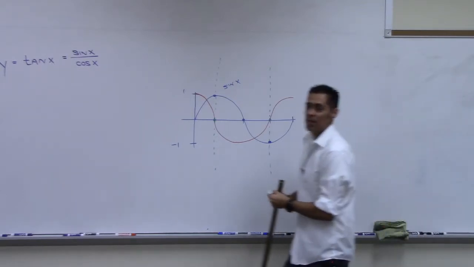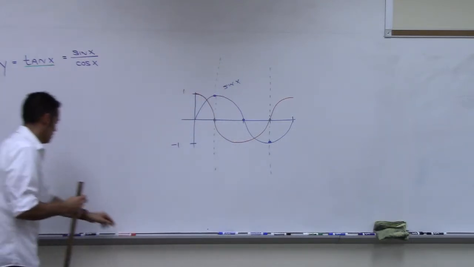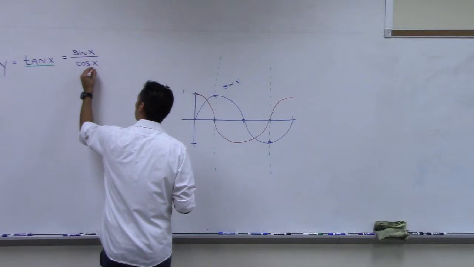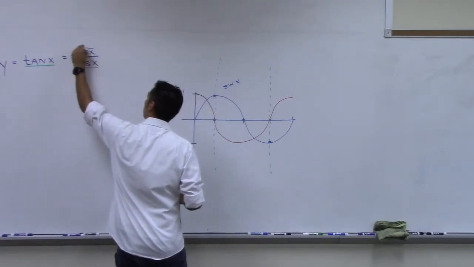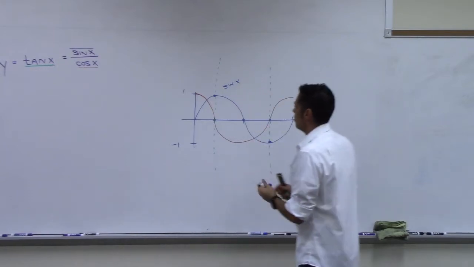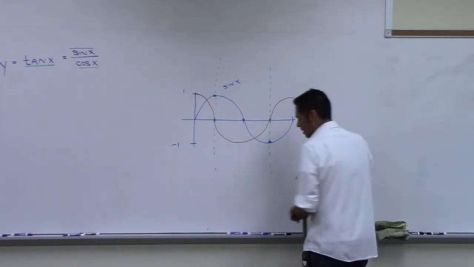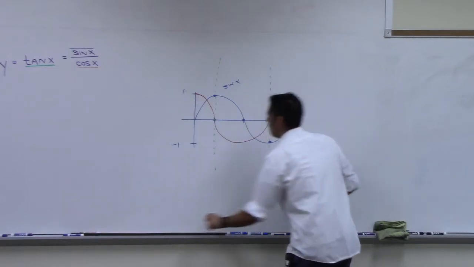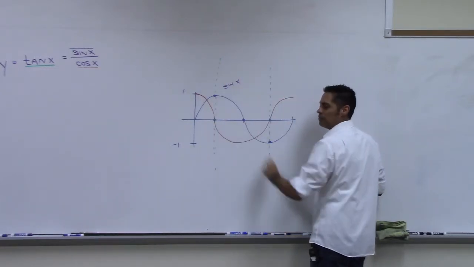So the green is going to be tangent. The red is cosine. I told you I wasn't going to color code it, but I guess I am. And the blue is going to be sine. All right. So let's start talking about what's happening. Let's start, how about right here? Here's an asymptote. Here, let's go right in the middle, right there.